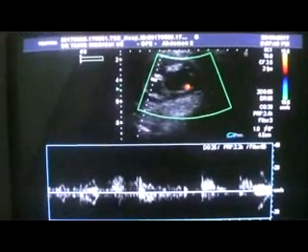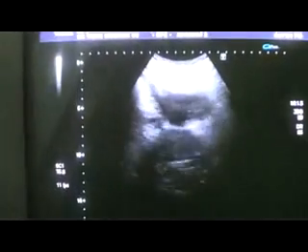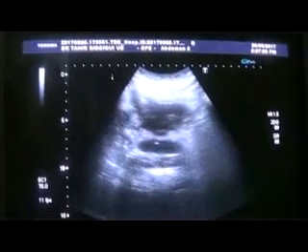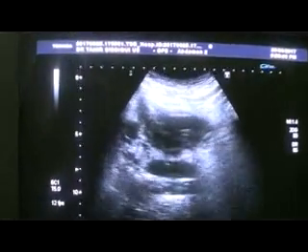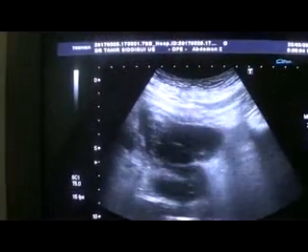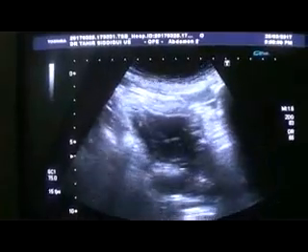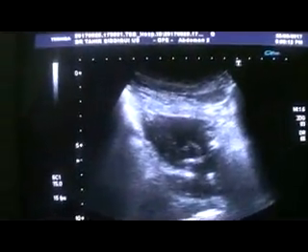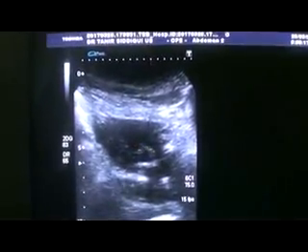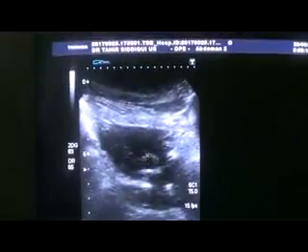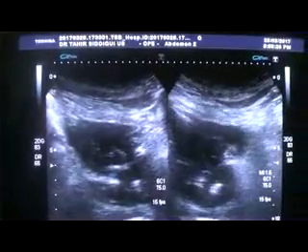So there is bilateral hydronephrosis with hydroureter, and this is now the urinary bladder. He gives the history of hematuria, painless hematuria. Now you see this is the prostate in longitudinal section. This is the prostate in longitudinal section, and here you see the prostate in transverse section.